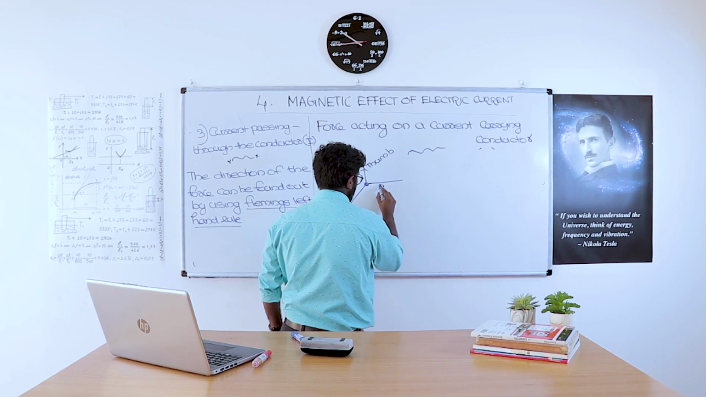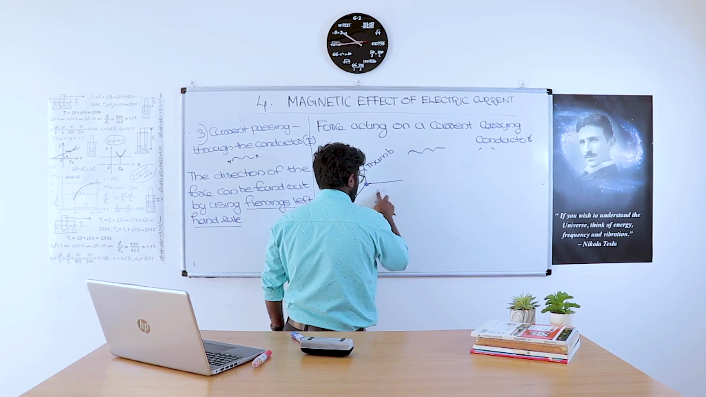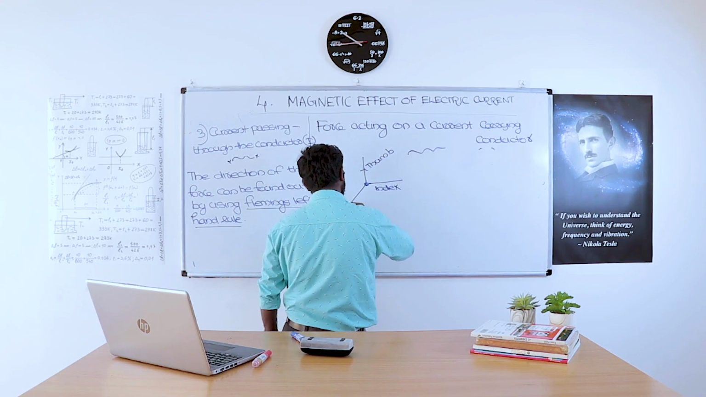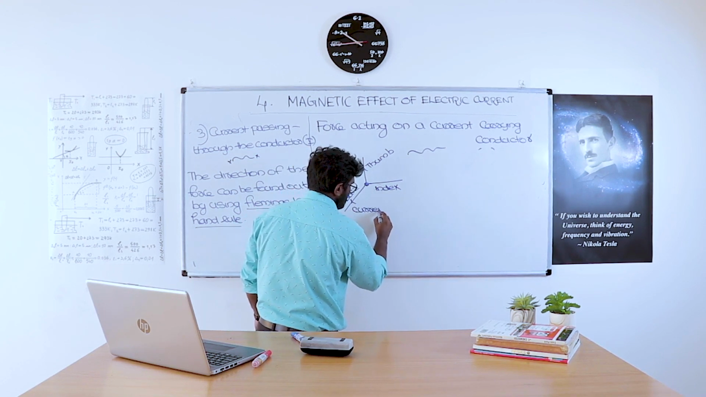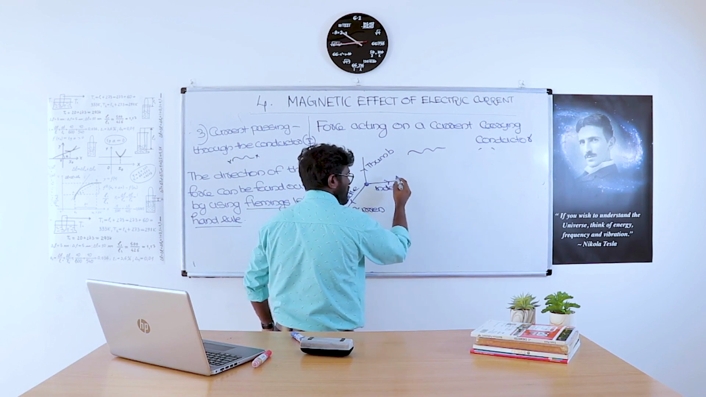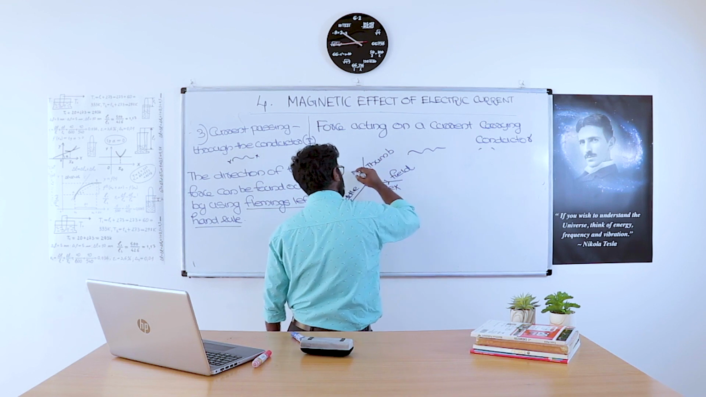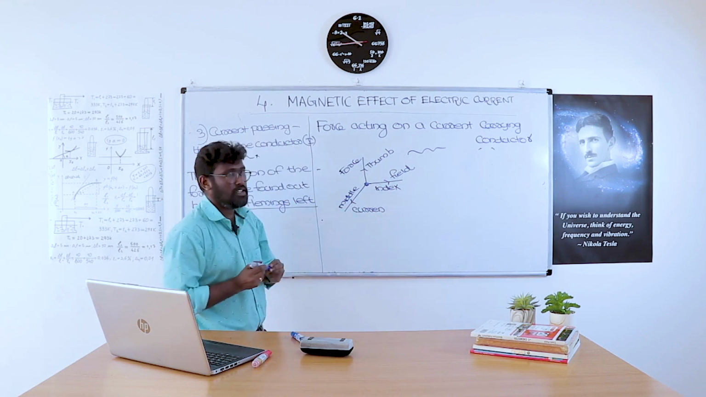This is the forefinger, or otherwise we have to say the index finger, and this is the middle finger. The middle finger gives the direction of current. The index finger, or the forefinger, gives the direction of magnetic field. Then the thumb gives the direction of the magnetic Lorentz force. So this is Fleming's left hand rule.